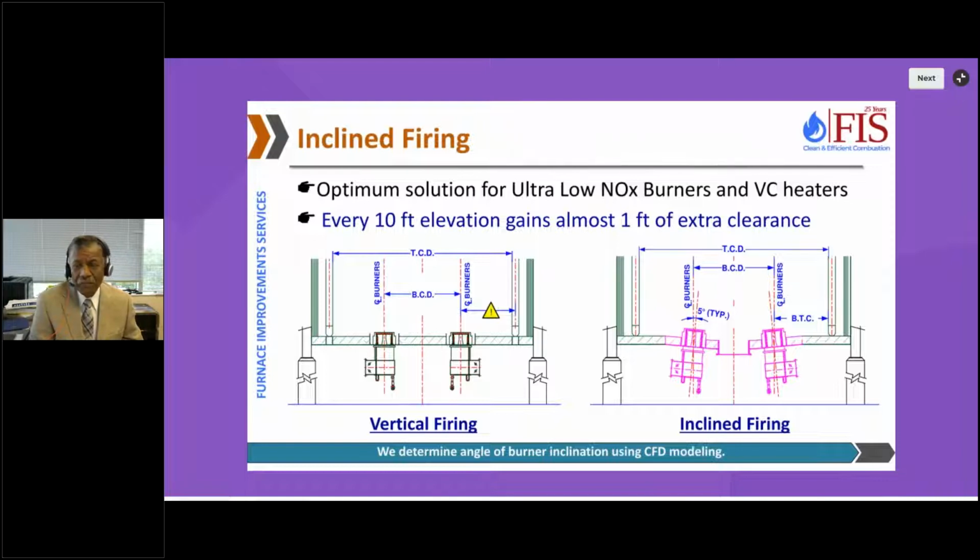And by doing this, it is very important: for every 10 feet of flame length, we get an extra foot of clearance. So if you have a 15-foot flame length, the flames move away by 1.5 feet. And this is very, very important, especially in old, tight heaters.